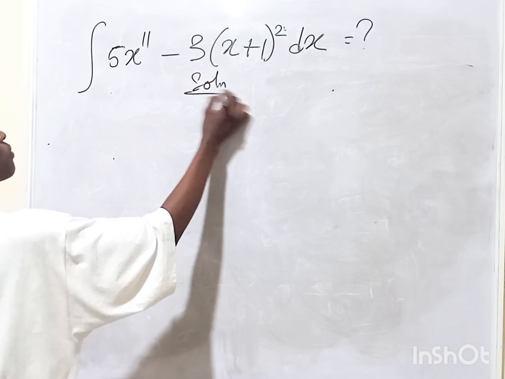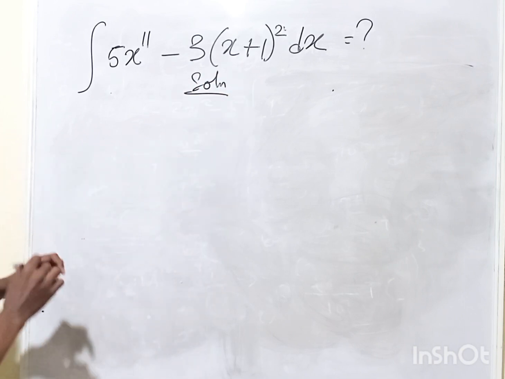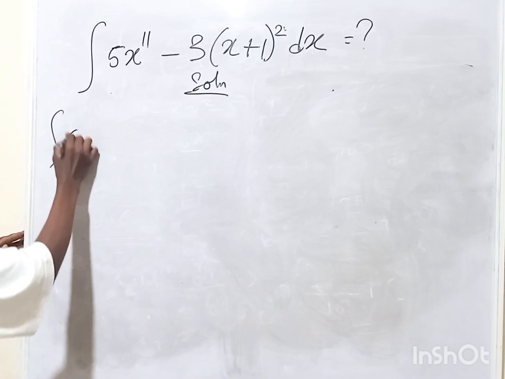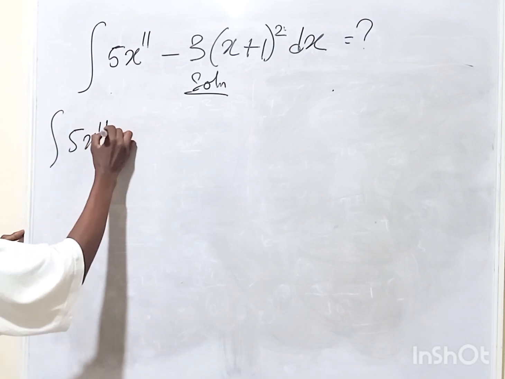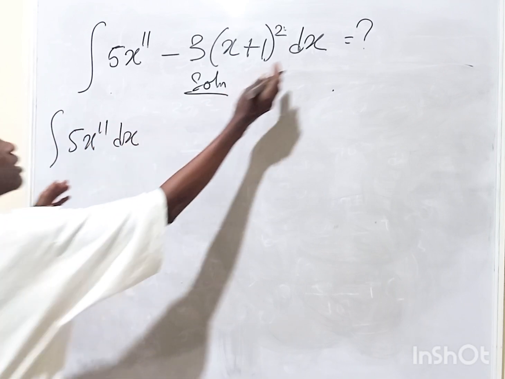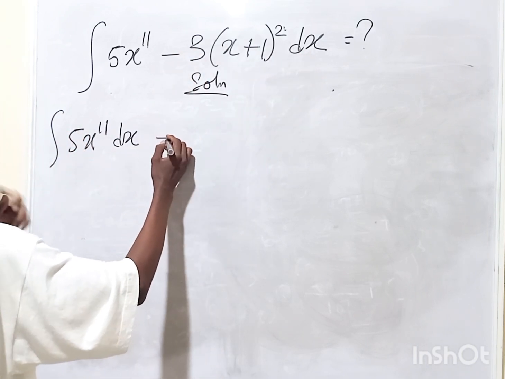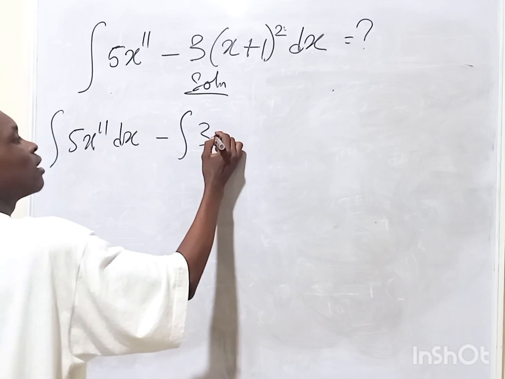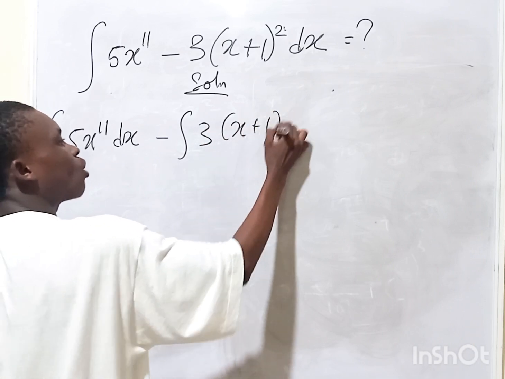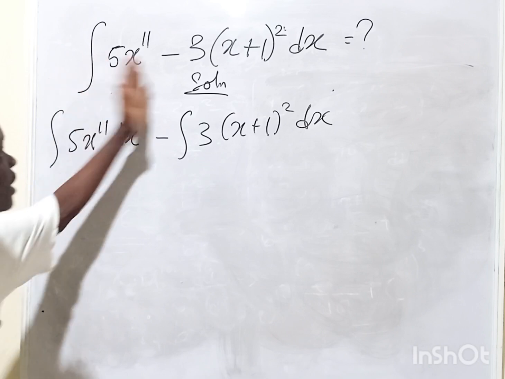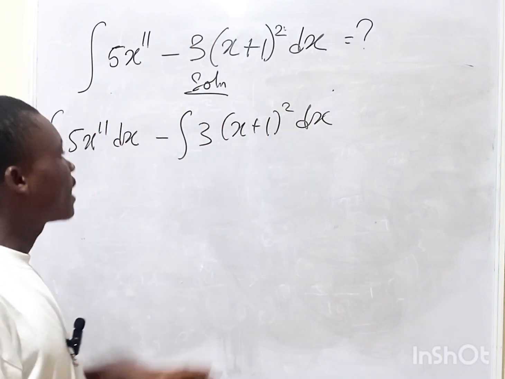Solution. So let's push the integral inside by saying this is the integral of 5x to the power 11 dx, let's distribute it, minus the integral of 3 times (x plus 1) all squared dx. This is the first step. First of all, distribute the integral sign and the dx.